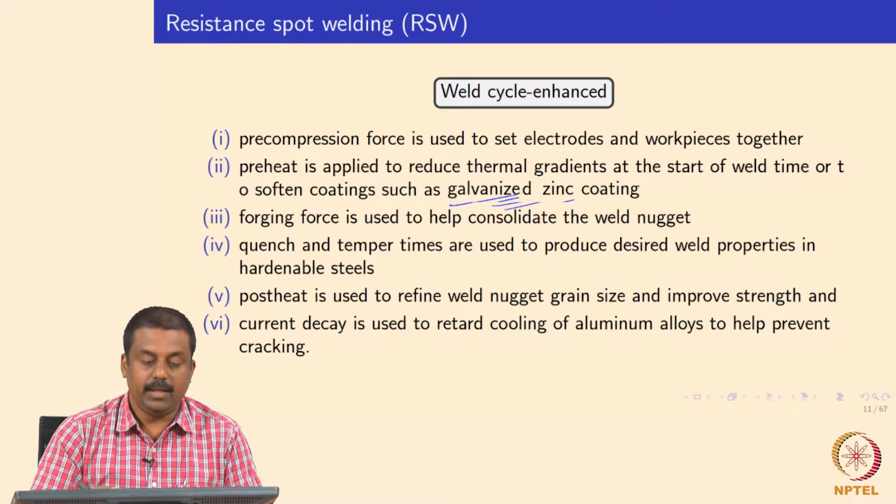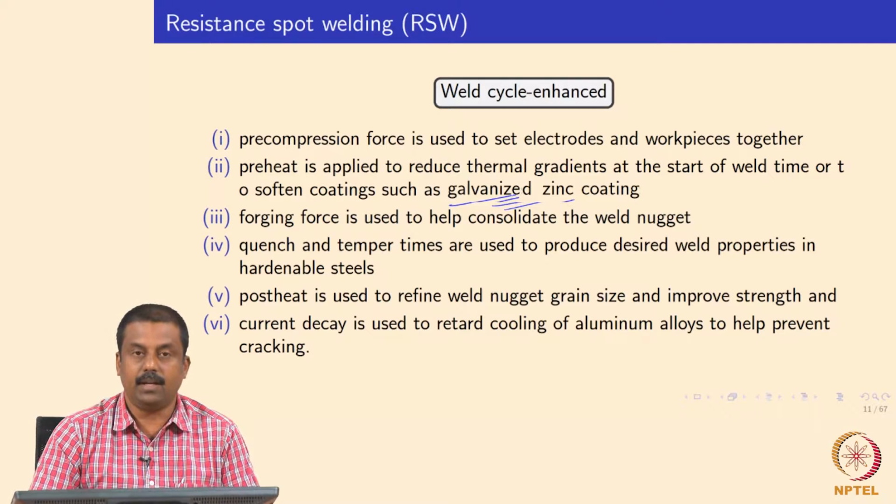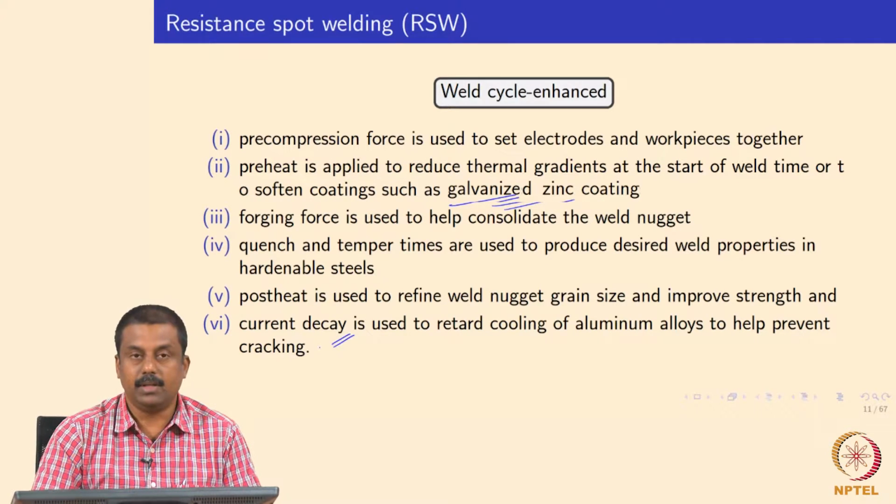Post pulsing can also be used to change the weld nugget grain size and improve the strength and toughness. There is also current decay, a downward slope, which is used to retard the cooling of aluminum alloys during solidification, changing the cooling rate so that we can avoid cracking.